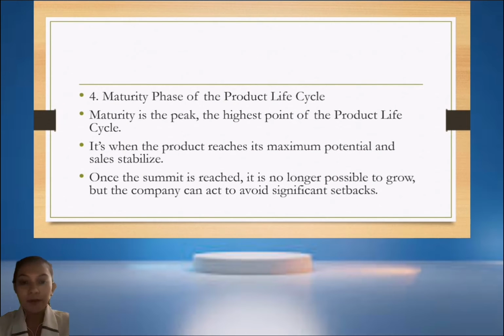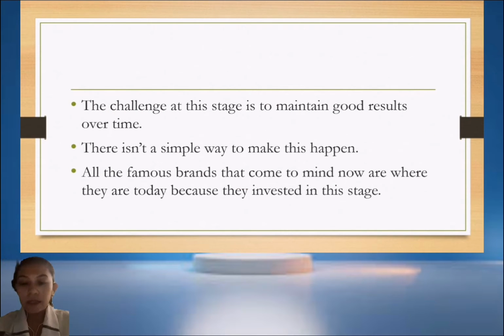Next is number 4, the maturity phase of the product life cycle. Maturity is the peak, the highest point of the product life cycle. It's when the product reaches its maximum potential and sales stabilize. Once the summit is reached, it is no longer possible to grow, but the company can act to avoid significant setbacks. The challenge at this stage is to maintain good results over time. There isn't a simple way to make this happen. All the famous brands that come to mind now are where they are today because they invested in this stage.